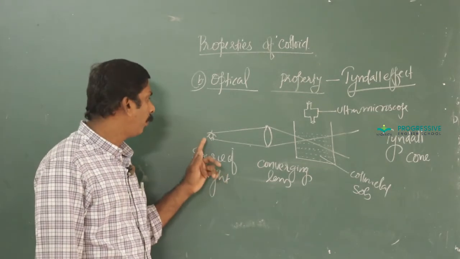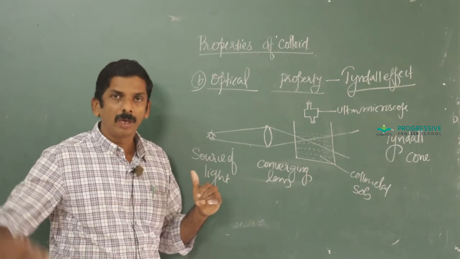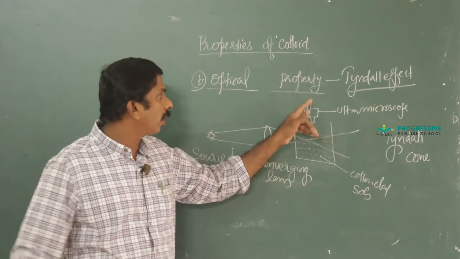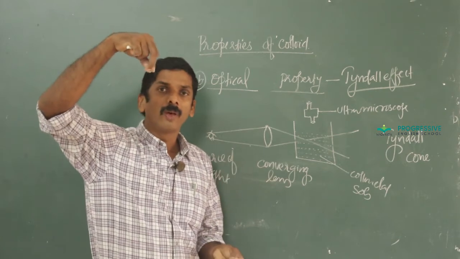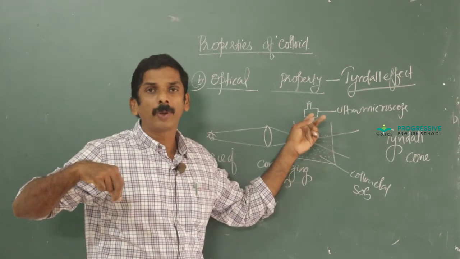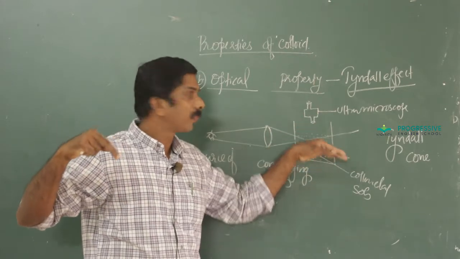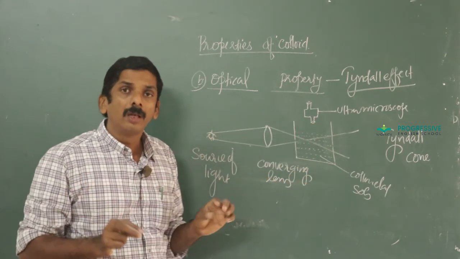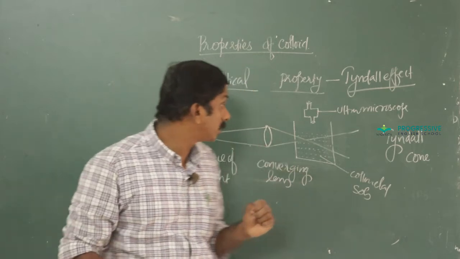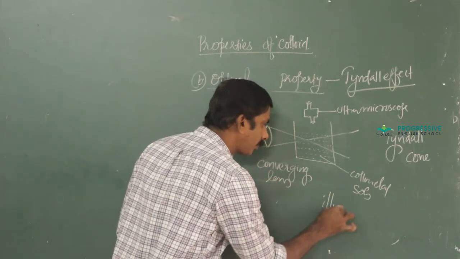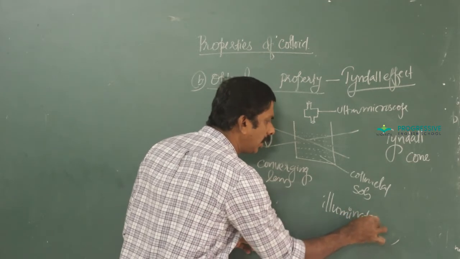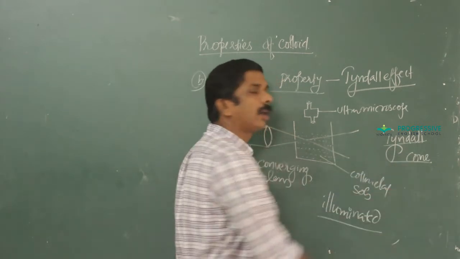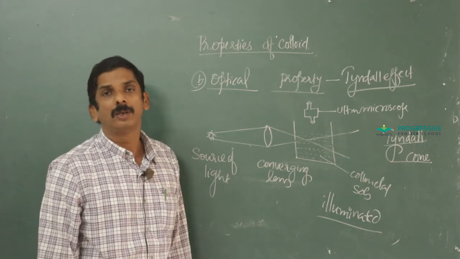Once more, when a powerful beam of light is allowed to pass through a colloidal solution and the colloidal solution is viewed with the help of an ultramicroscope placed in a direction perpendicular to the propagation of light, then the path of the light becomes illuminated, and that illuminated path is called a Tyndall cone.